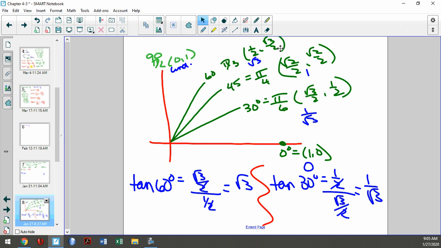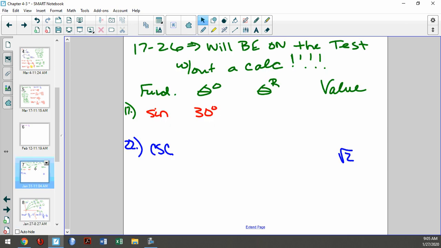So, if I come back over here, in column 1, they tell you the trig function they want you to find. In column 2, they tell you the degree that they want you to utilize or fill in. They give you the radian equivalent of that. And then in the last column, they want the value of that specified trig function. Do we all understand that?